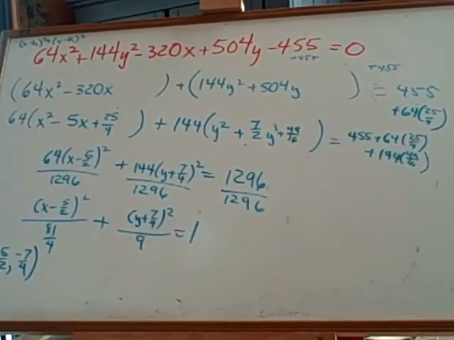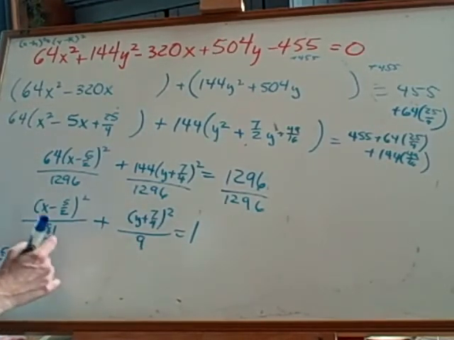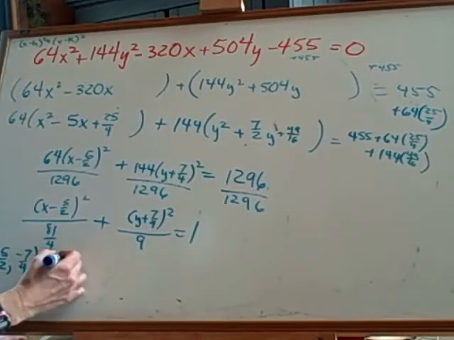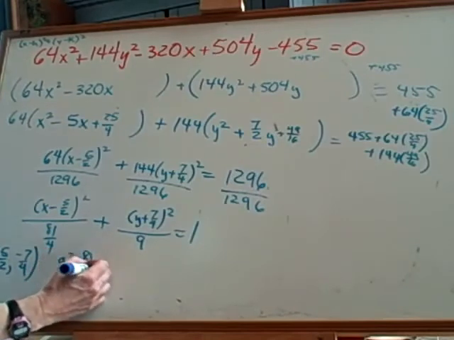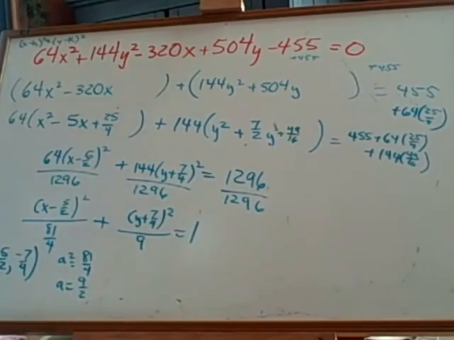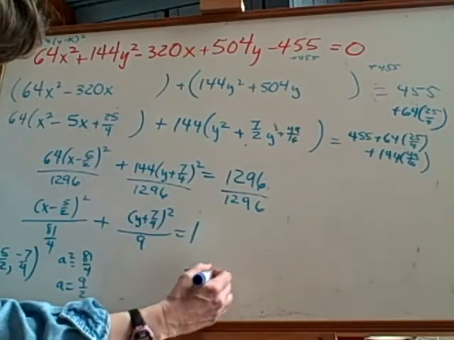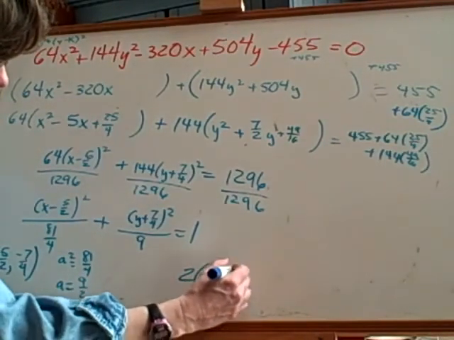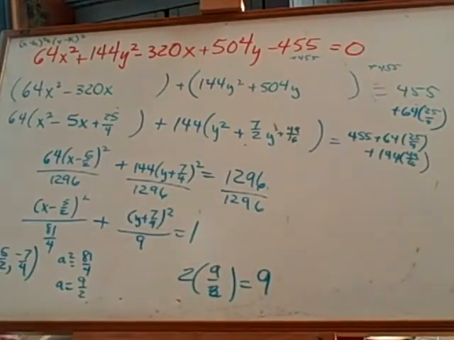And it wants to know my major axis length. Well, first, let's see. What's this right here? This is my A squared. This is obviously bigger, right? Yep. A squared equals 81/4. So what's A equal to? 9/2, right? And it wants to know the major axis length, which is 2 times 9/2, exactly. It would be 9. Okay, your major axis length, which would be 2A, would be 9 in this case.